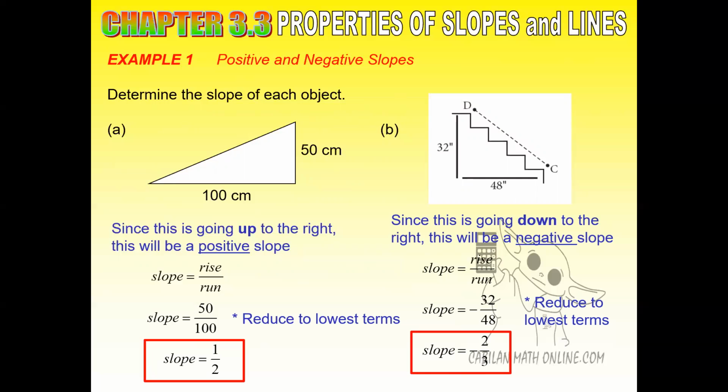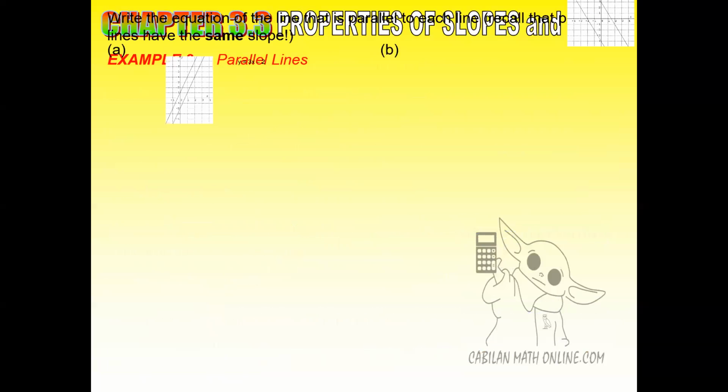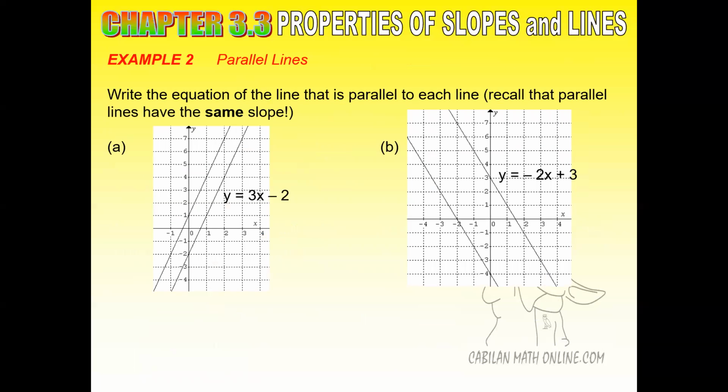All right, so for the next example here, we're going to look at parallel lines. Now remember, parallel lines are two lines that never meet. And the part that you have to remember about this one is that when we're dealing with parallel lines, parallel lines will always have the same slope, okay?